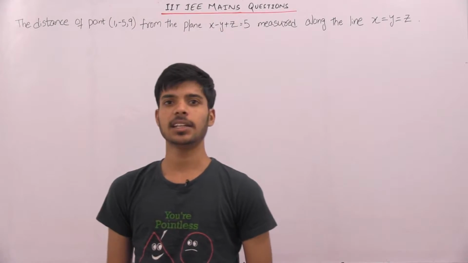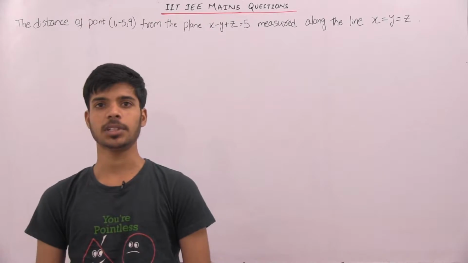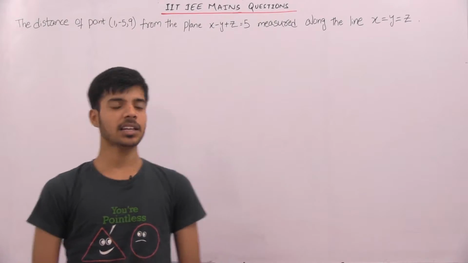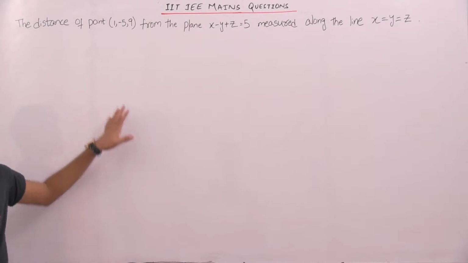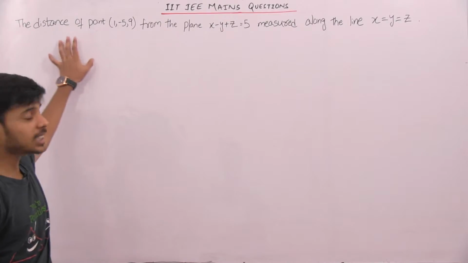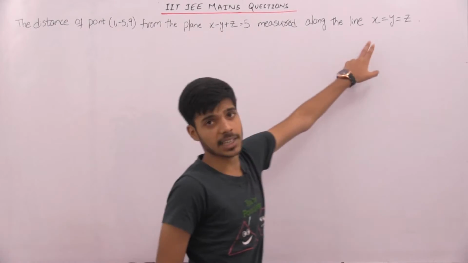Hello guys, let's start by solving some of the questions from the previous JEE Mains paper. Coming to our first topic, it's 3D geometry, and the question we have here is we are given a point and we have to find the distance of this point from the plane along this line.